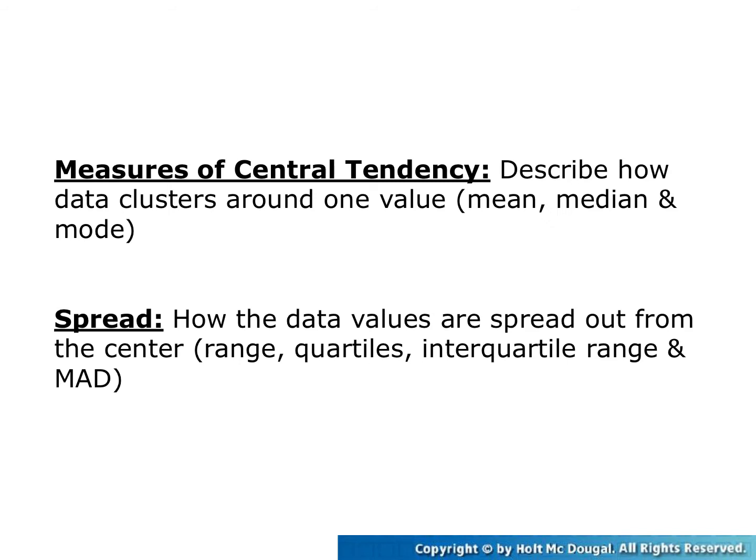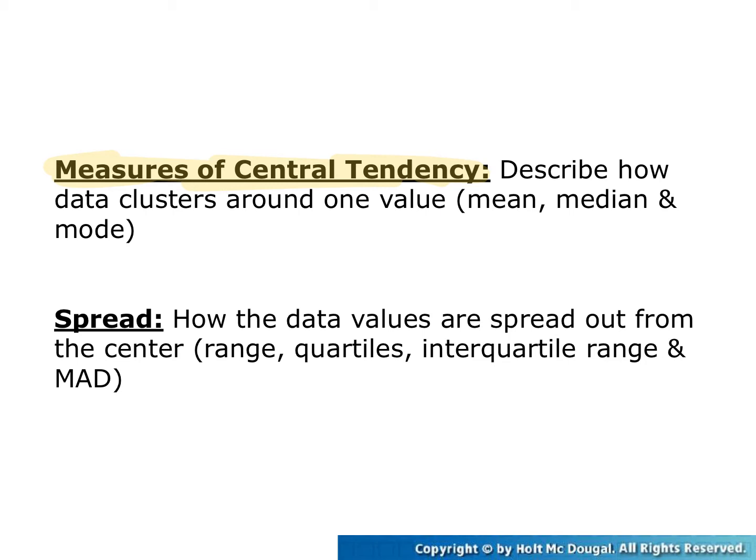Now, we do have some definitions to get through before we get there. The first one is measures of central tendency. This is something that we've actually been doing. This describes how data clusters around one value, aka what we did yesterday: the mean, the median, and the mode. Remember the mean is the average. The median is the number that is in the middle when the numbers are put in order. And the mode is the number that shows up the most.